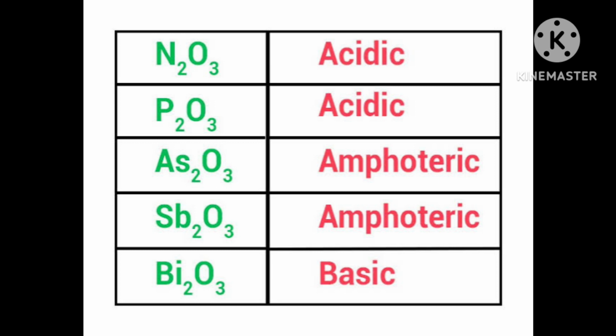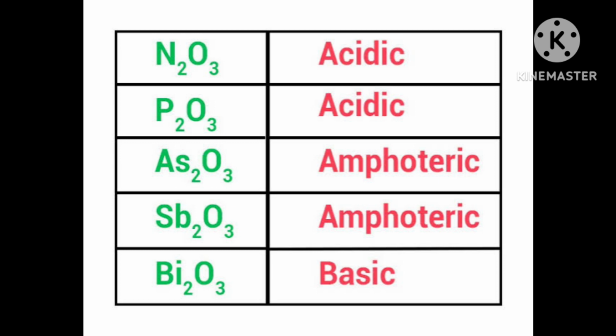Question is asked. Now the next property I am telling you is reactivity towards metals. All group 15 elements react with metals to form their binary compounds exhibiting -3 oxidation state. If you see the reaction with metals, you will find the -3 oxidation state.